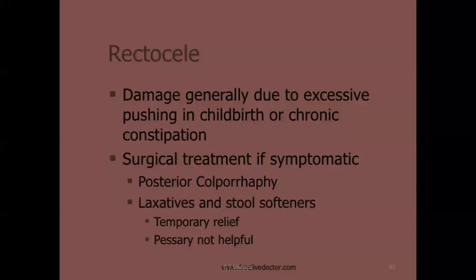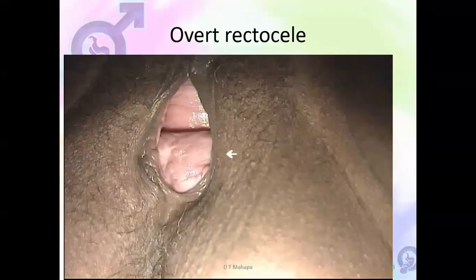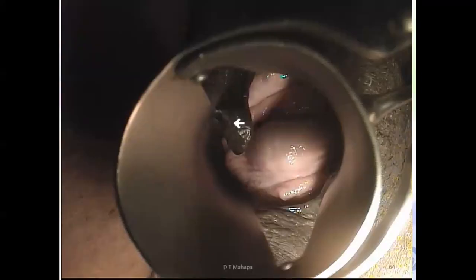Because of chronic constipation, with feces lodging inside the rectocele, some people think that you can get temporary relief by stool softeners, laxatives and pessary. They are no help, because they'll help you only with defecation. If you've got an overt rectocele like this, it's good, it can be repaired. But the majority of rectoceles are covert, they're hidden.